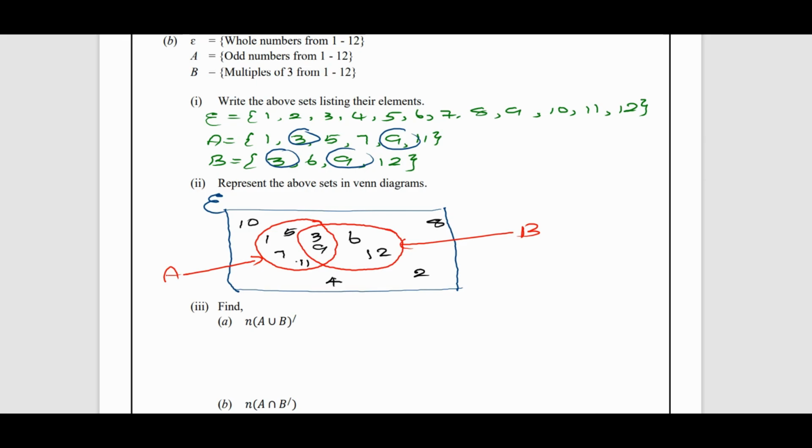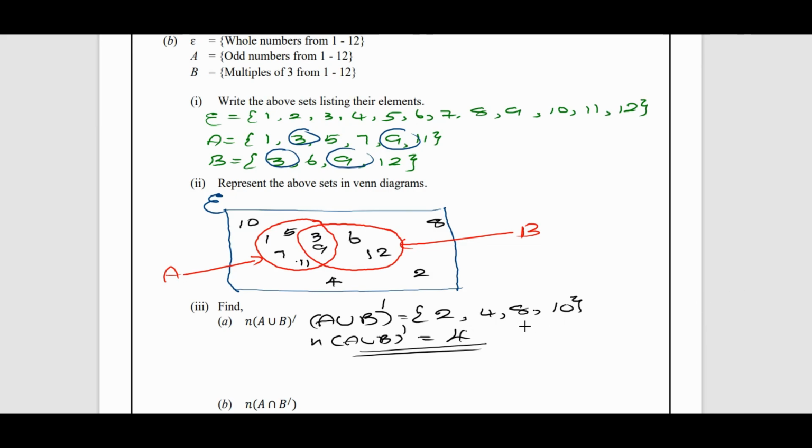Question number 3. Part A, find n of A union B dash. A union B dash means A union B whole thing dash. As a set, it will be 2, 4, 8 and 10. But this is n. n means number of elements. Therefore, n of A union B whole thing dash equals 4, there are 4 elements.